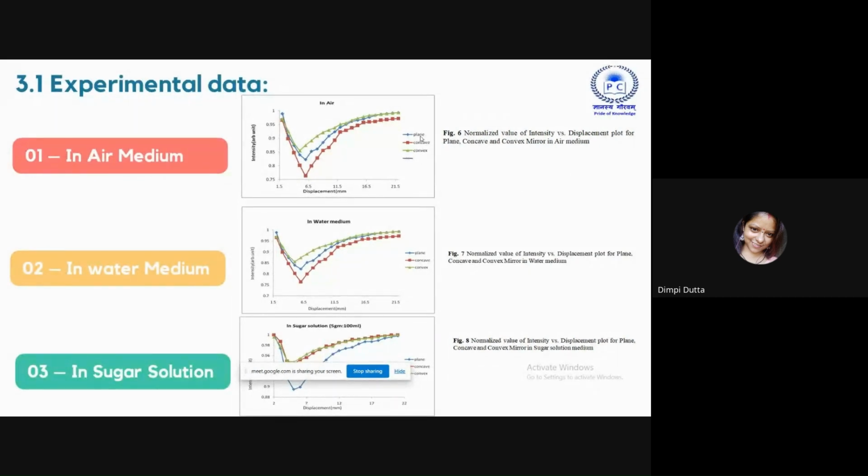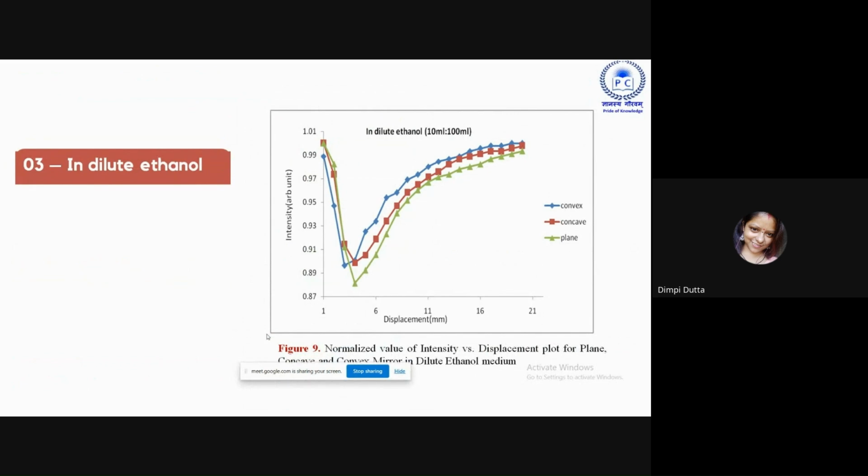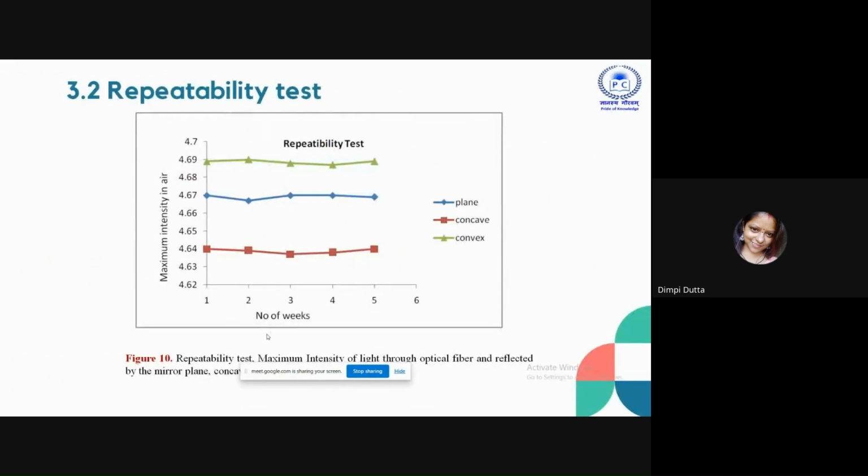And in all of the mediums, we have seen that in sugar solution, the displacement is quite visible compared to the others. So these are the experimental data that I have calculated during my experimentation. And a repeatability test has also been performed. Here also we can see that the convex mirror shows better repeatability performance than the other two. And out of the concave and plane mirrors, the plane mirror is showing much better repeatability than the concave mirror.